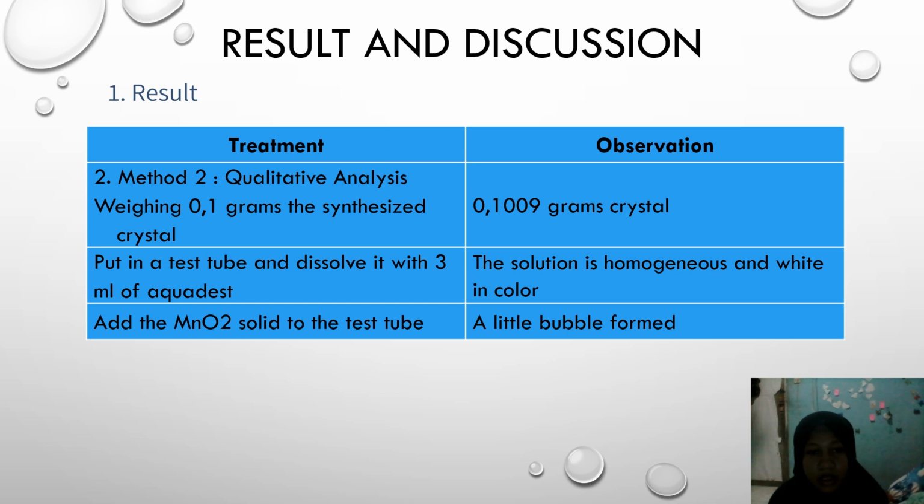Method 2, qualitative analysis. Weigh 0.1 grams of the synthesis crystal; the observation is 0.1008 gram of crystal. Put it in a test tube and dissolve it with 3 ml of aqueous. The solution is homogeneous and white in color. Add MnO2 solid to the test tube, and the observation is that a few bubbles form.